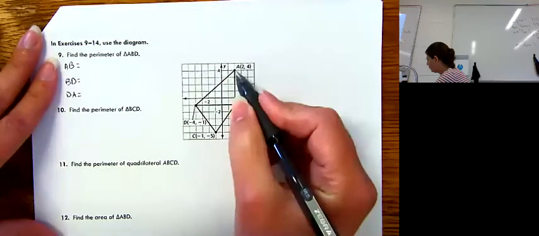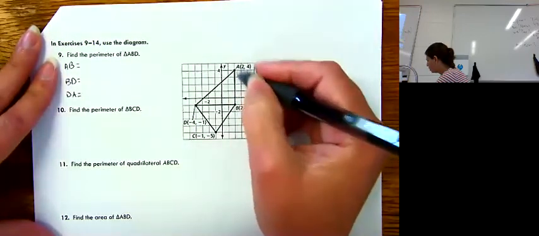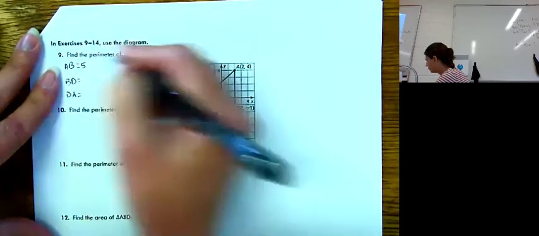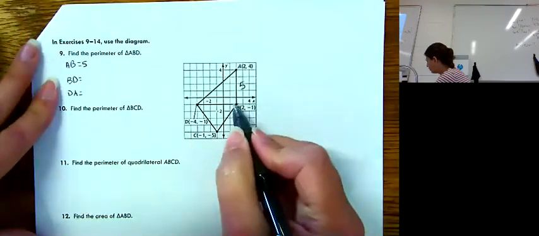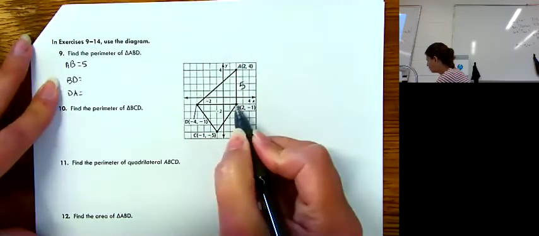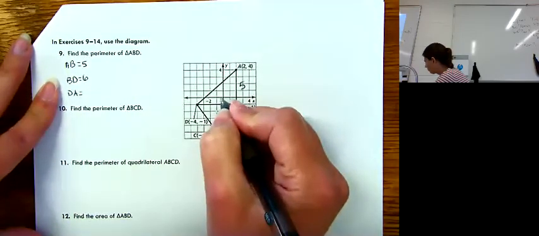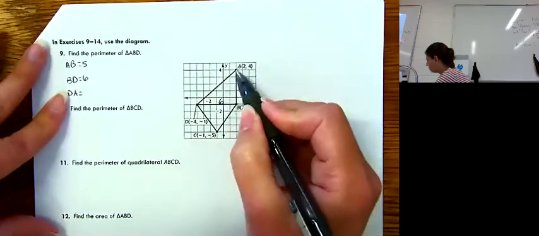So remember the vertical and horizontal ones, we can easily look. So on this one, the difference from 4 to -1 is a difference of 5. The difference from B to D, so from 2 to -4, so 2 minus -4 is 6. But from D to A, we are going to have to use our distance formula.